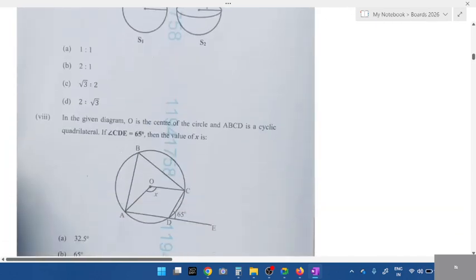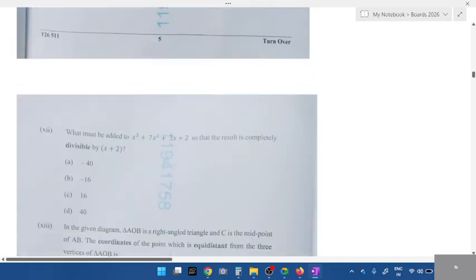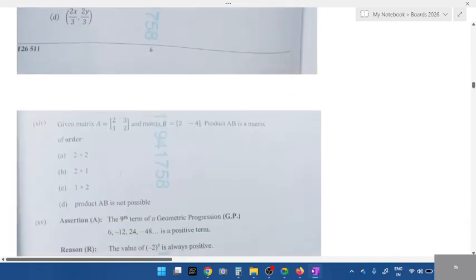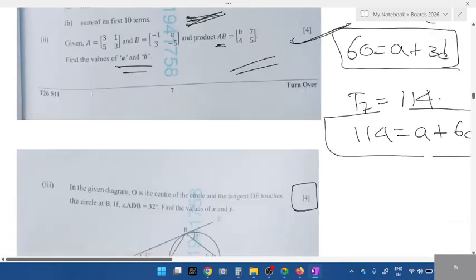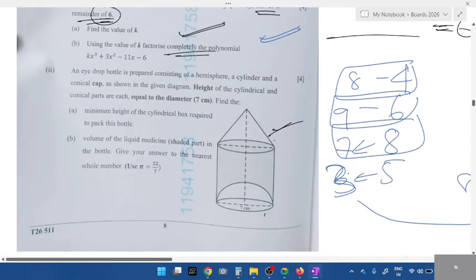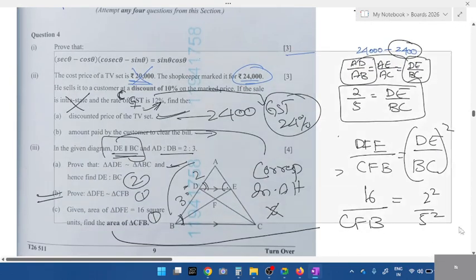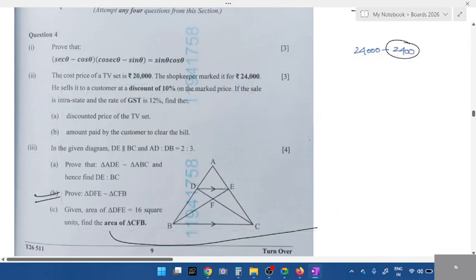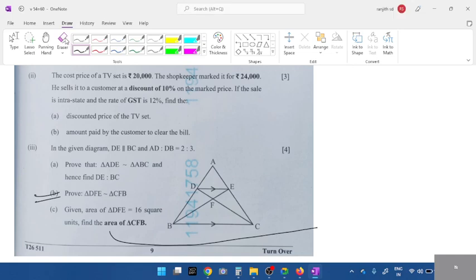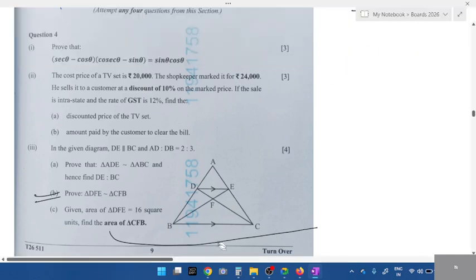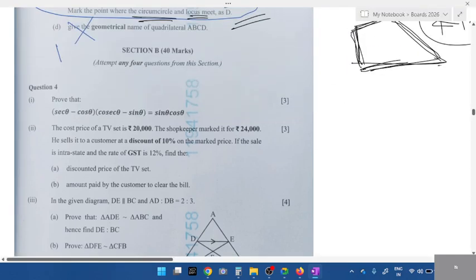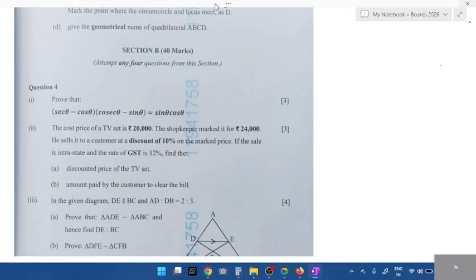Next one. In section B. Look here. Question 2. You'll have one compulsory question which is not given. Can you see section B? How many mains you'll have to attempt? 4 mains. Now here, this is what you told, right? Yes. All of you are there online. Now look at this, students. Section B, any four.